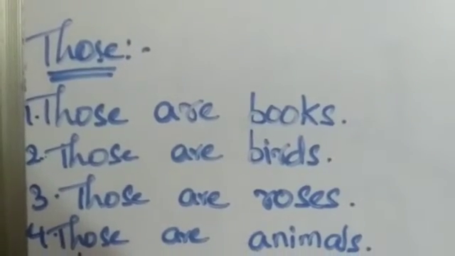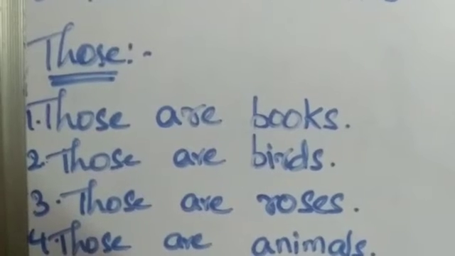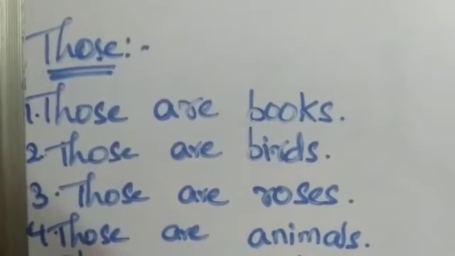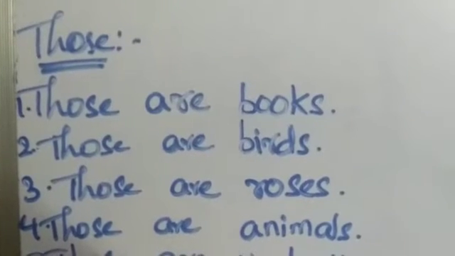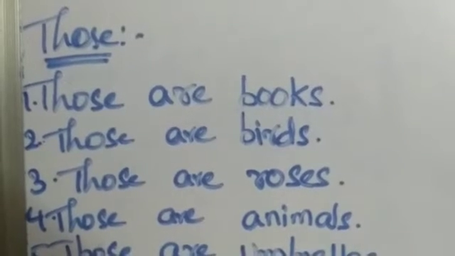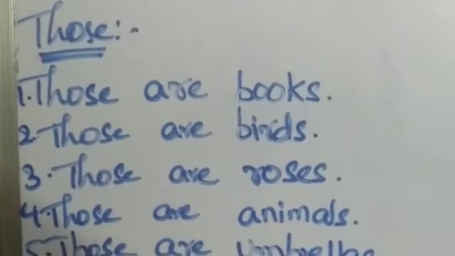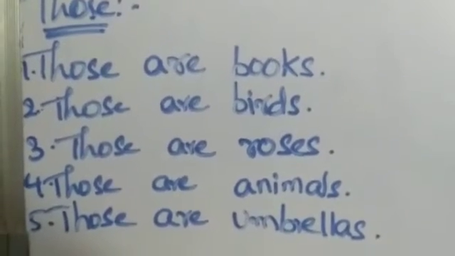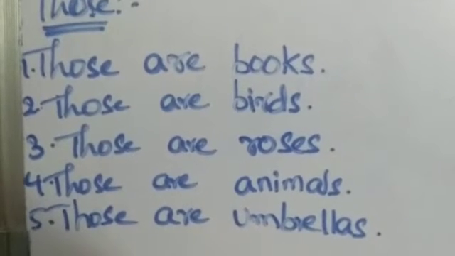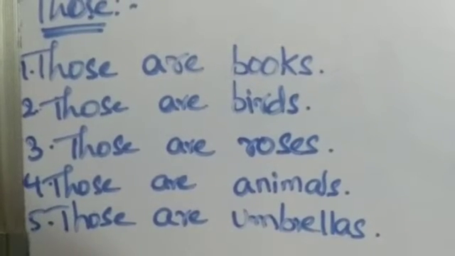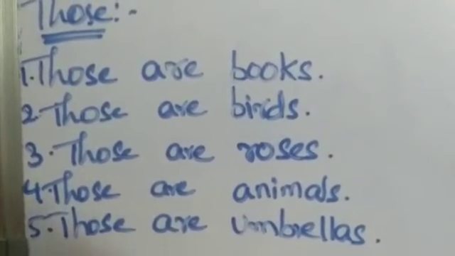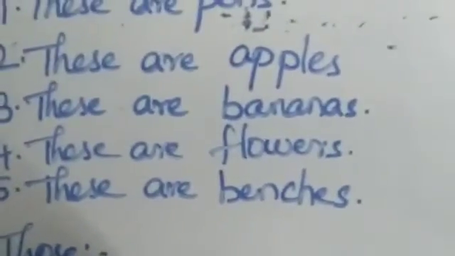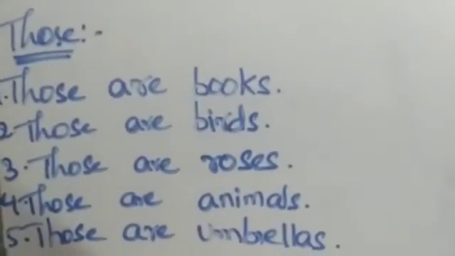Examples based on those. Those. Plural form for the objects which are far. Those are books. Those are birds. Those are roses. Those are animals. Those are umbrellas.